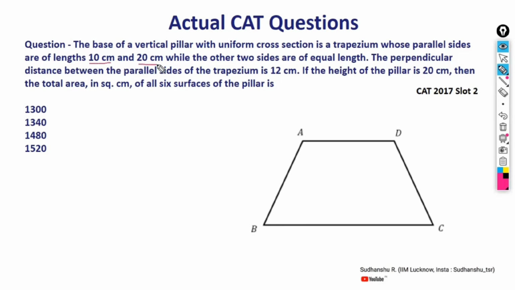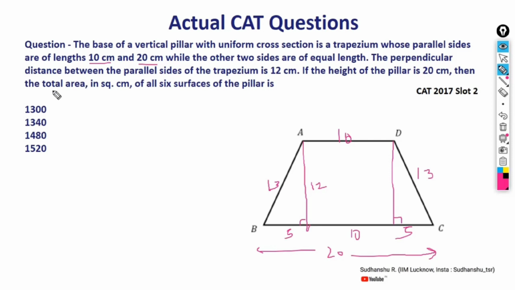The base of a vertical pillar with uniform cross section is a trapezium whose parallel sides are 10 cm and 20 cm, while the other two sides are of equal length. So if this is 10 and this 20 and this is an isosceles trapezium, as a property of isosceles trapezium, this is 10, this will also be 10, this is given to us as 12. So the remaining 10, because this BC is 20, will be distributed uniformly. Here we'll have 5, here we'll have 5 by symmetry, 12 and 5. We have a perpendicular. Pythagoras, we'll have 13 here and 13 here.